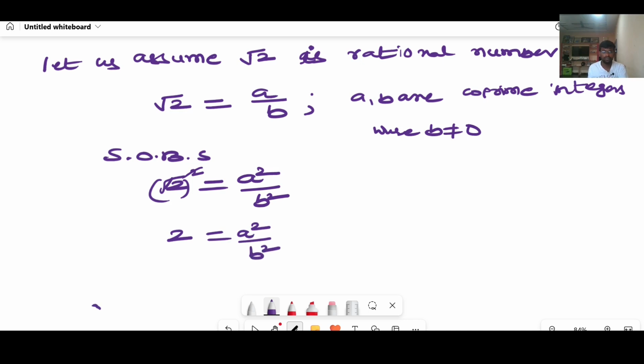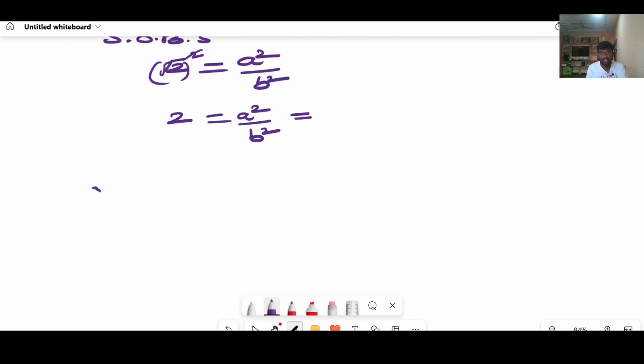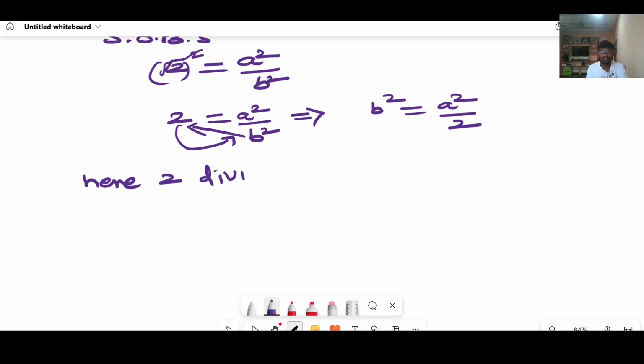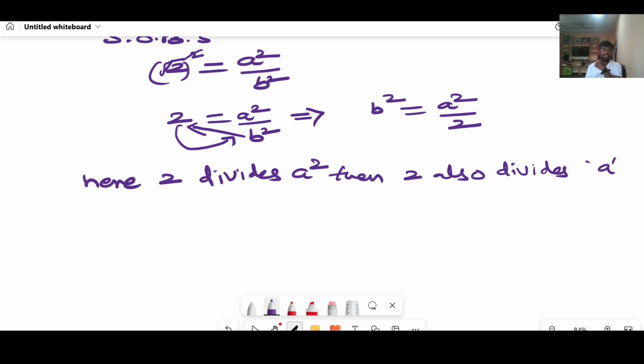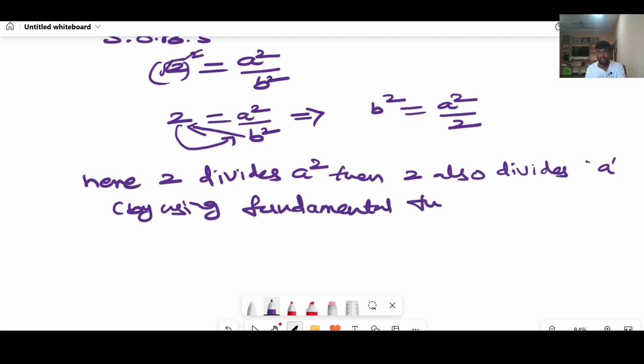Clear? And then here I can write b square equal to a square by 2. I will transpose this b square to this side. Here 2 divides a square, then 2 also divides a, right? Here 2 divides a square, so 2 also divides a, by using the fundamental theorem of arithmetic, which we have discussed before.